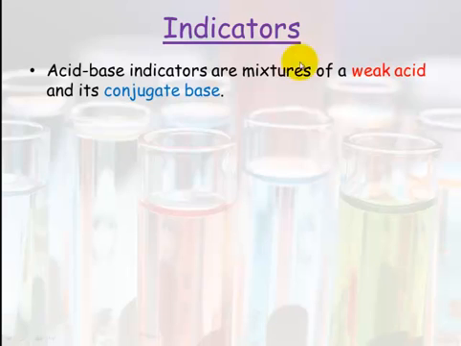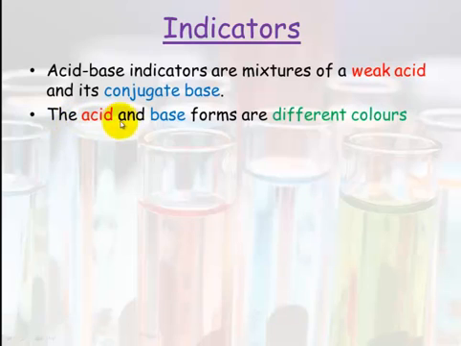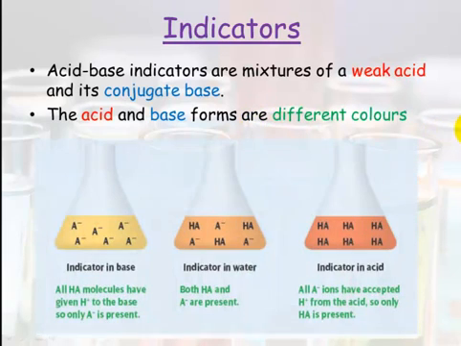Last thing to talk about is indicators. Acid-base indicators are mixtures of a weak acid and its conjugate base. The acid and the conjugate base forms are different colours, and that's how an indicator works. And the best way of looking at it is this diagram here. Take a look at this middle picture first. So this is your indicator in water, and what you have is a combination of the acid, which is a weak acid, and that weak acid's conjugate base.